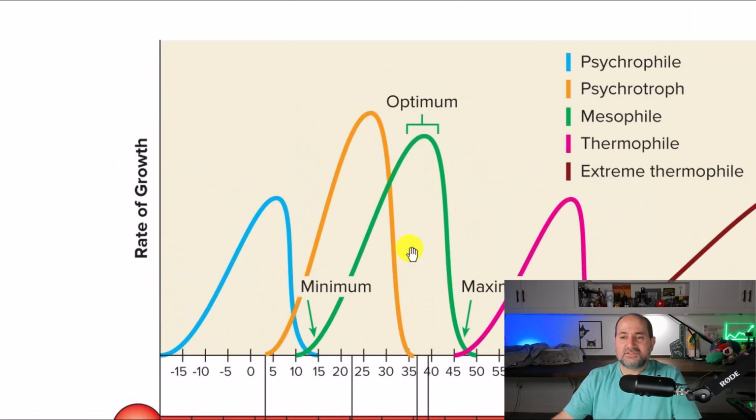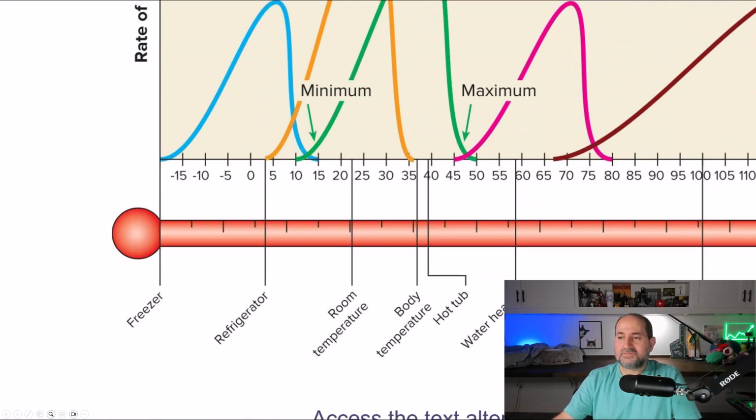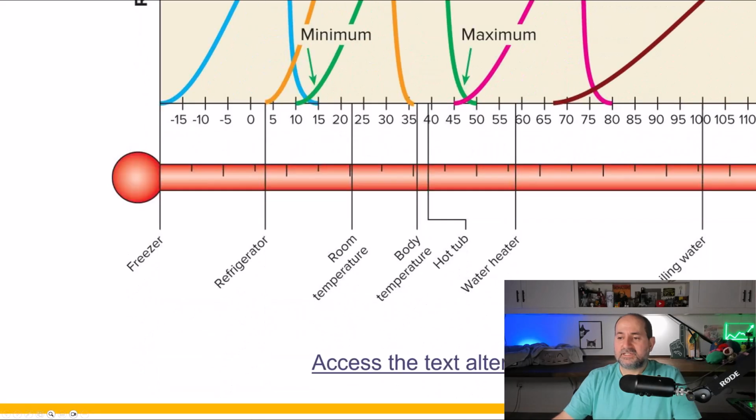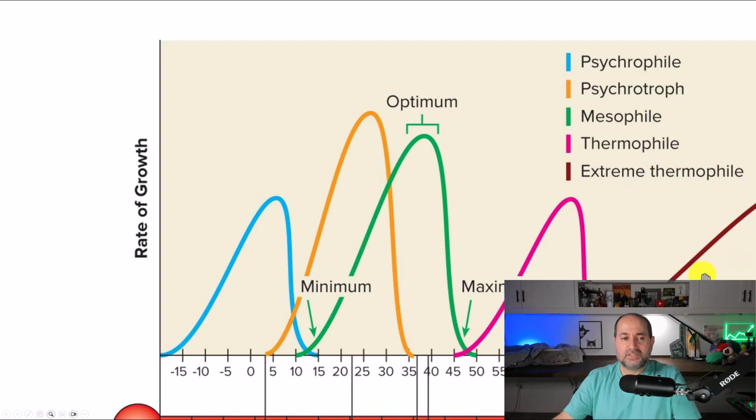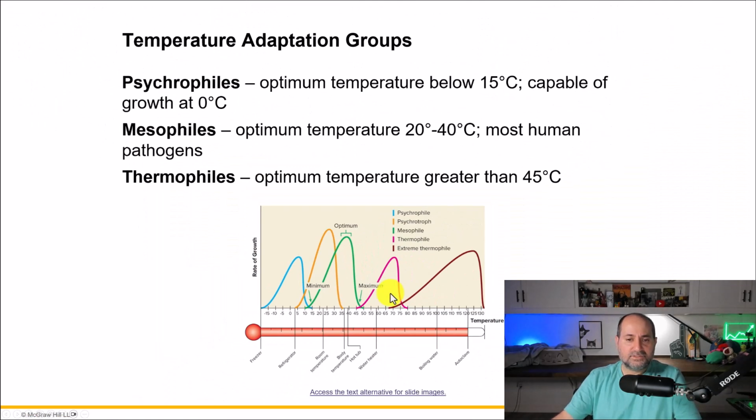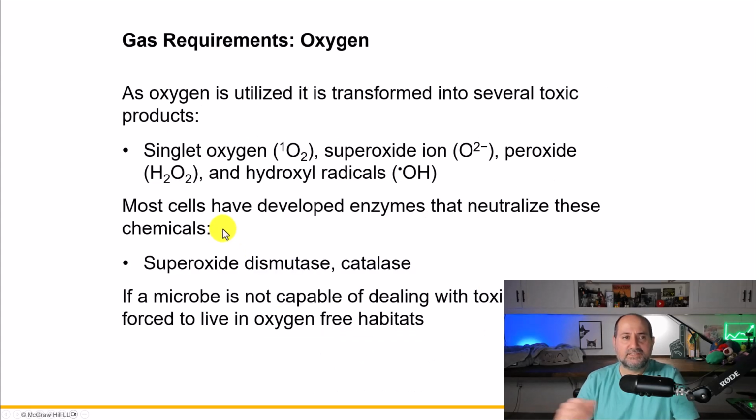Isn't that neat? And then it doesn't stop there. There are microbes that love to grow where it's really hot. I'm talking sulfur springs, hydrothermal vents, things like that. And here, these are called the thermophiles in pink and the extreme or hyperthermophiles in brown over here. They can grow in conditions hotter than an autoclave. Think about that for a second. So anyway, mesophiles grow best at body temperature. Psychrophiles grow best at very cool temperatures. Psychrotrophs grow in between the two, right? Isn't that neat? Next, let's talk about gas requirements, oxygen.